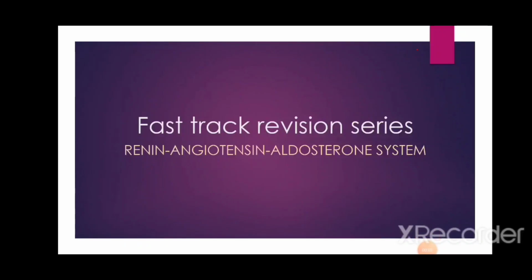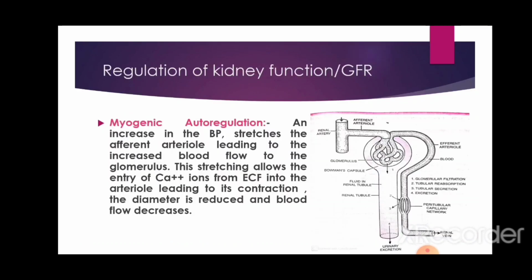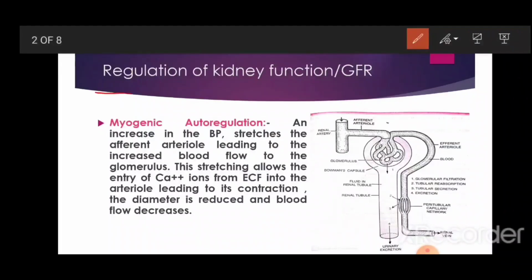Today in the fast track revision series we would be learning about Renin-Angiotensin-Aldosterone-System, which is abbreviated as RAAS. So first let's see why are we studying this. Actually it is one of the systems that regulate the kidney function or the glomerular filtration rate, GFR. There are other mechanisms by which kidney functions are regulated. So first we'll look at them, then we'll go for RAAS.